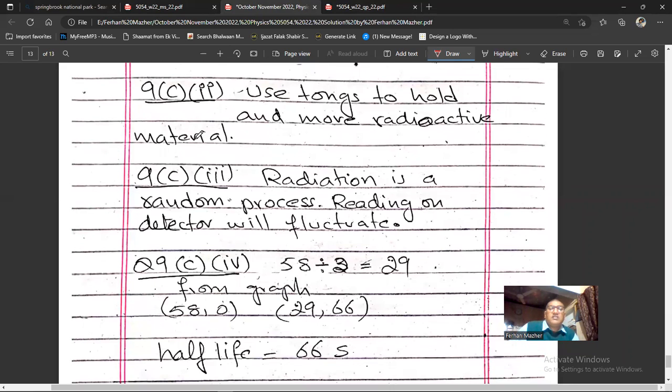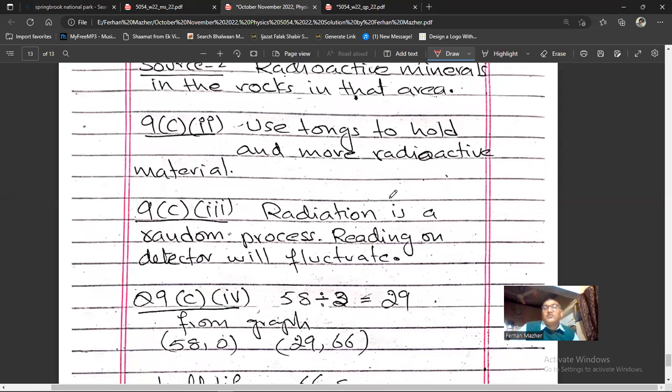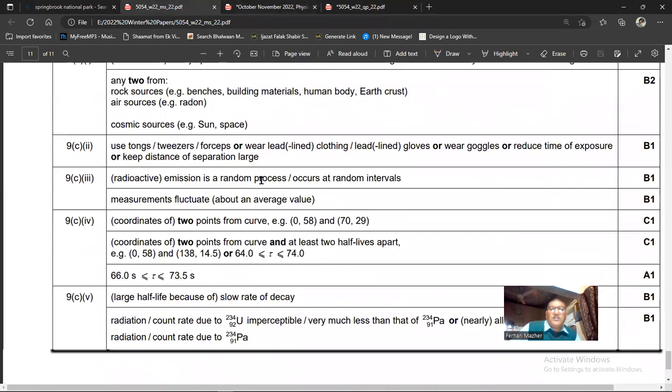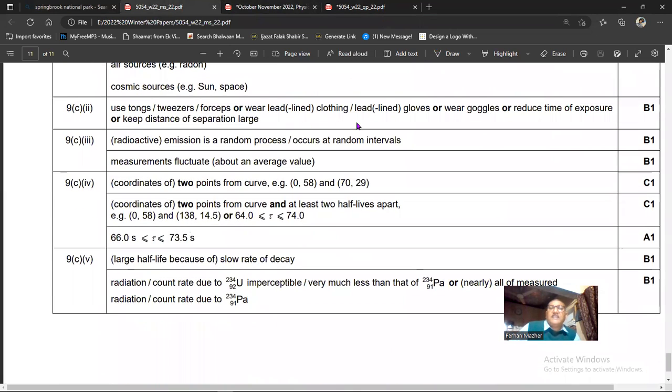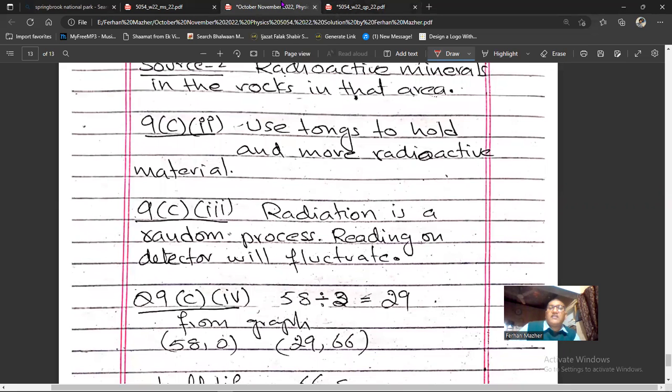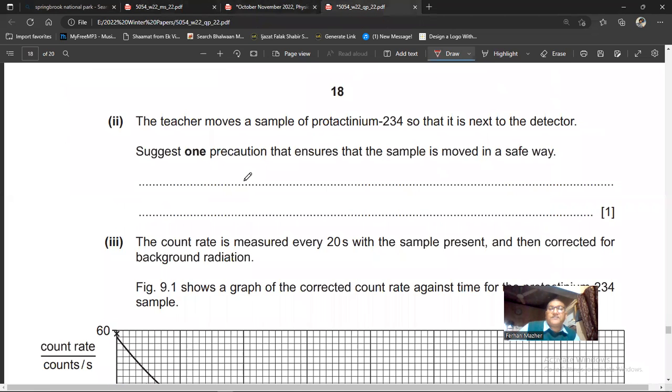Radiation: use tongs to hold and move radioactive materials. So this is just one precaution. So here you can see a list of different things which you can use: tweezers, forceps, and wear lead lining also. This is the answer.